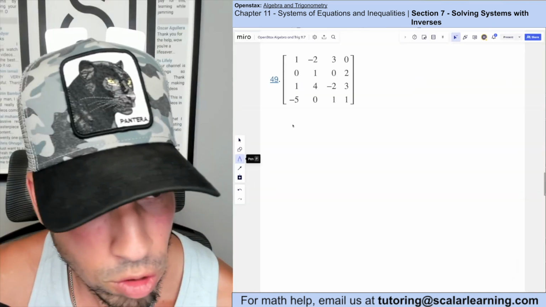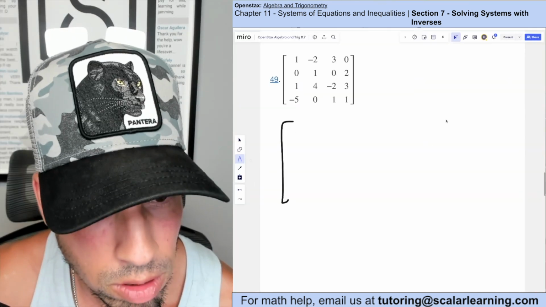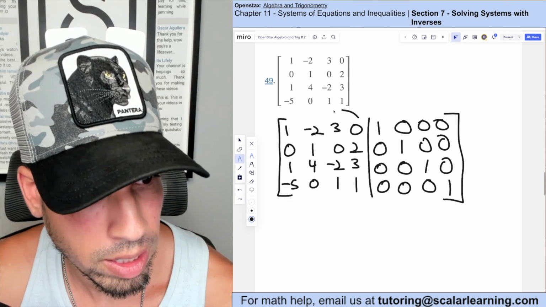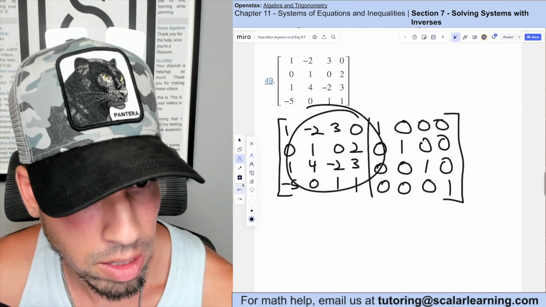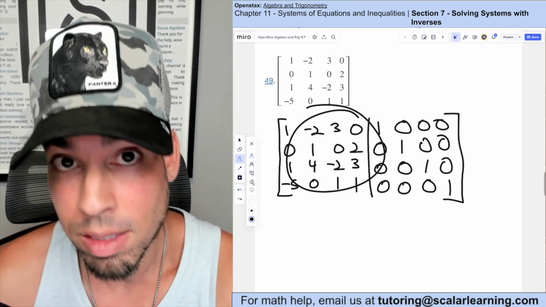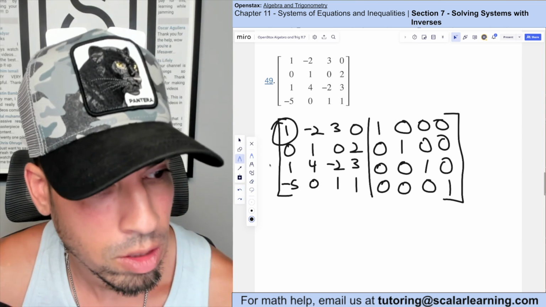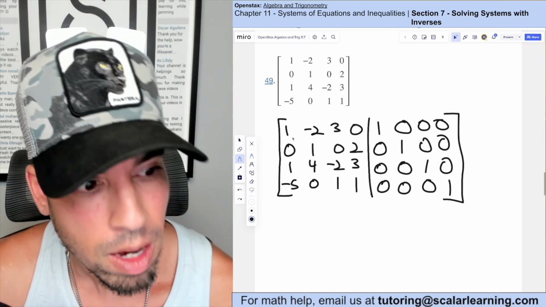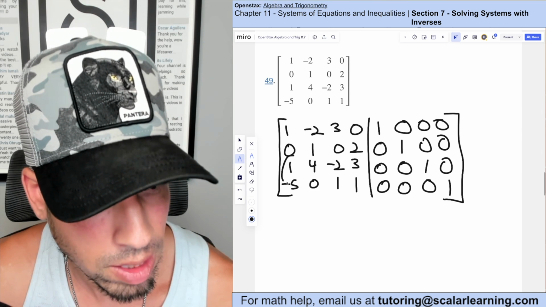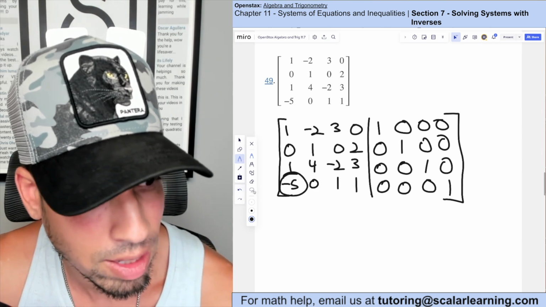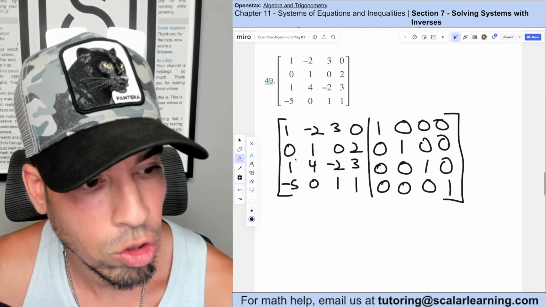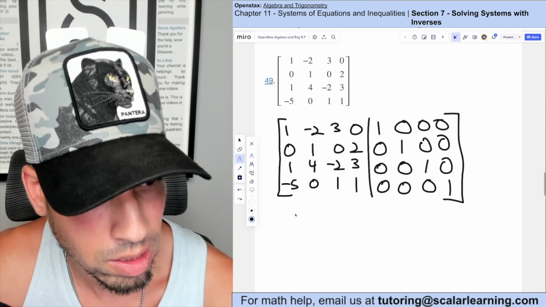Done. So for this one, we're going to start by writing it out. To find the inverse, we have to get this side to look like this side, and whatever's left on the right-hand side is going to be the inverse. We already got started in a good spot with that being 1. Next I'm going to get that to a 0. I also need to get this to a 0. So we're going to do those two rows simultaneously just to save a little time.